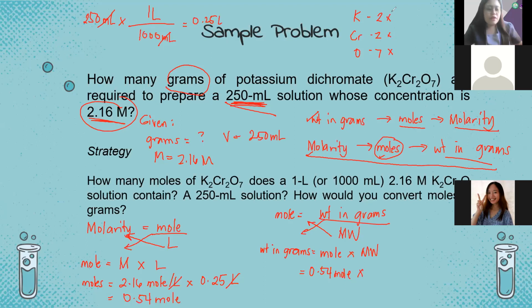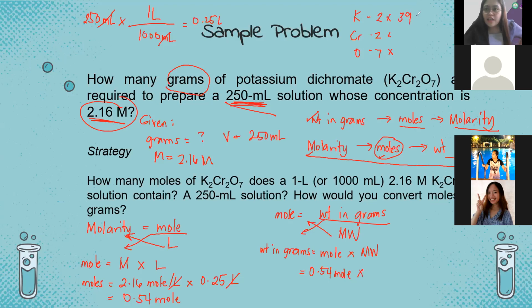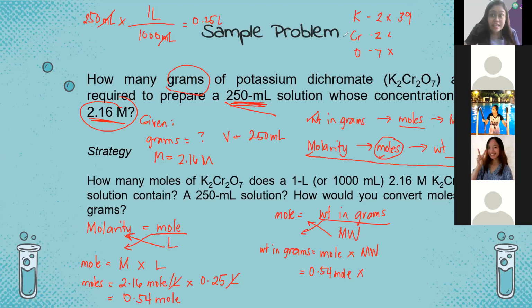What is the atomic weight of potassium? I guess it's 39. Okay, very good. It's 39. How about chromium? Kindly round off. 52, ma'am. Na-round off na po. Okay, sige, 52. Rounded off na ito to the nearest whole number. And syempre, oxygen is 16.